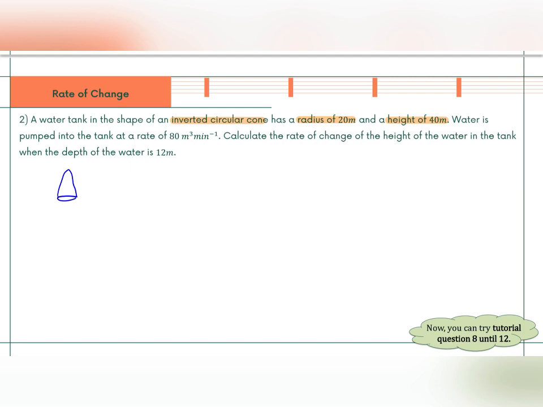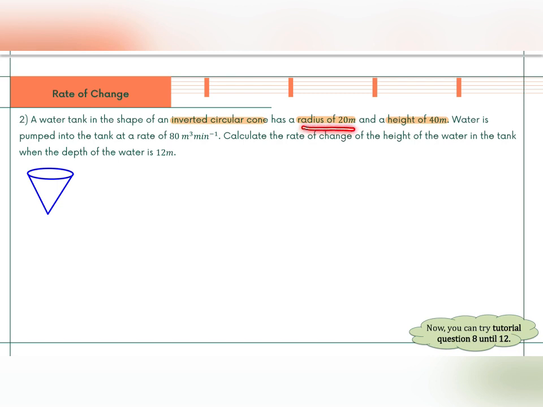Bila dia inverted, inverted tu maksudnya dia terbalik. So bila terbalik, so our cone will look like this. Ini dia punya base. And this will be our cone. Okay, so this is inverted cone. This is our water tank lah.